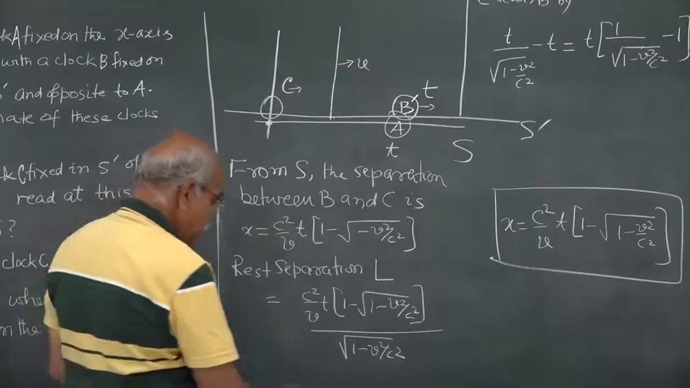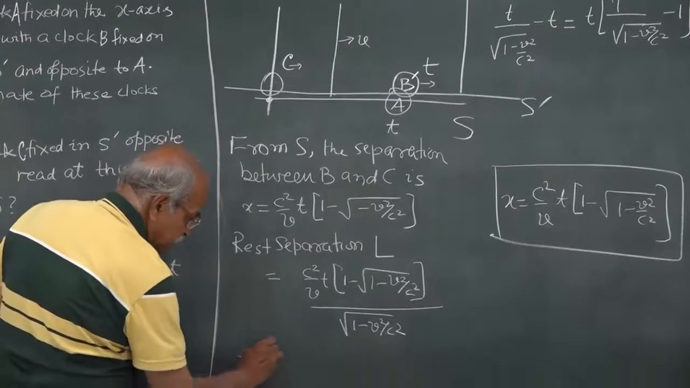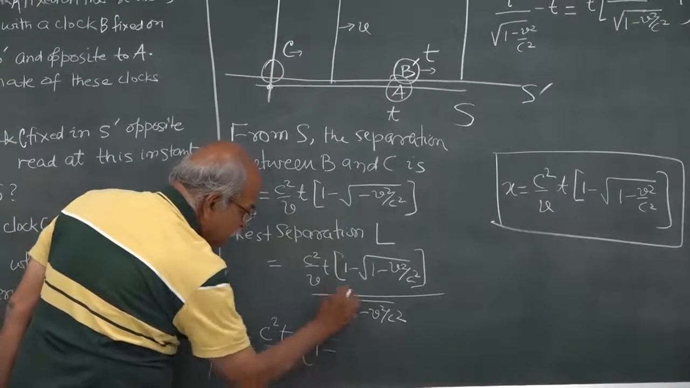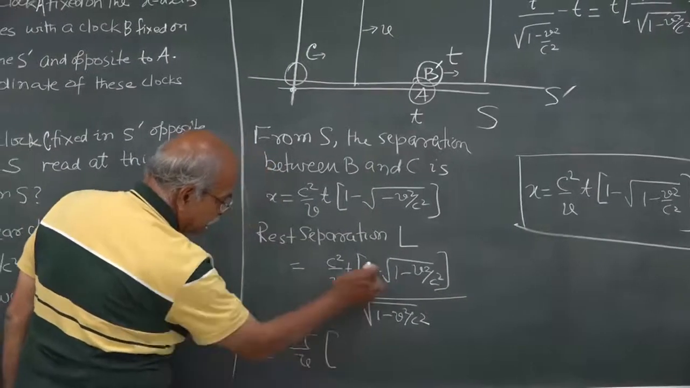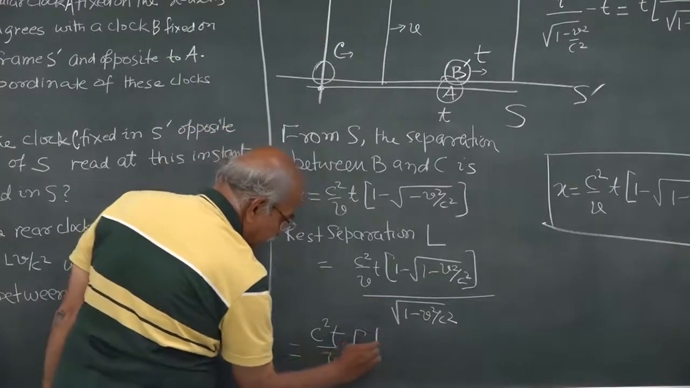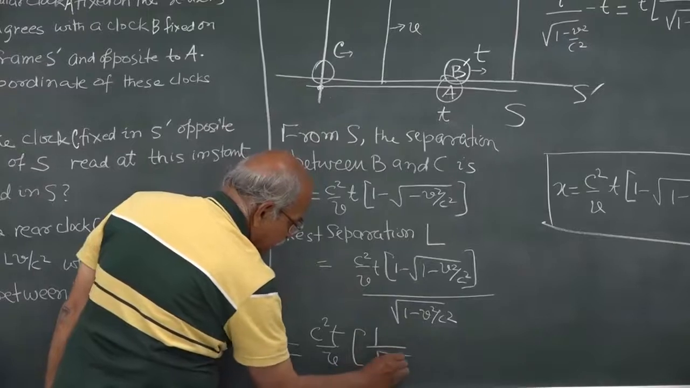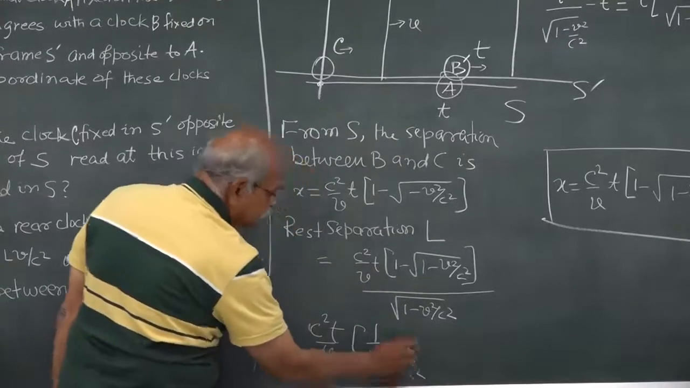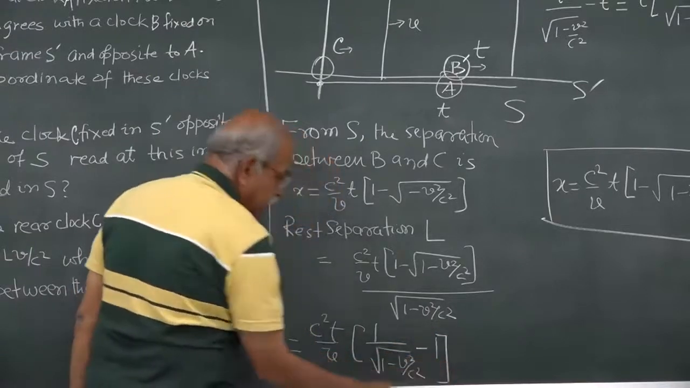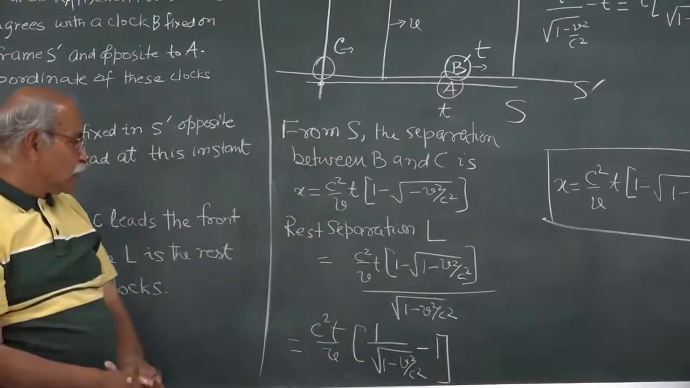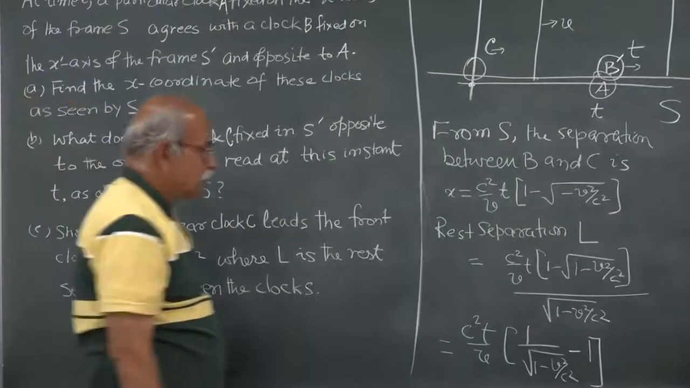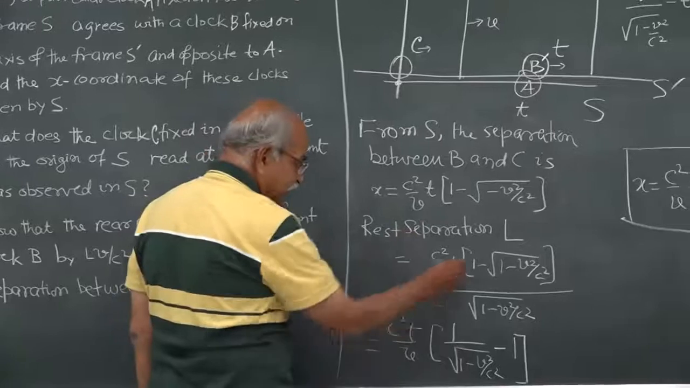Okay. So, this is equal to c square t by v, and then 1 minus this is 1 divided by this, and yeah. So, 1 divided by square root 1 minus v square by c square, and then minus 1. So, it is minus 1. This is L. So, what is L v by c square? L times v divided by c square. This is your rest separation L.